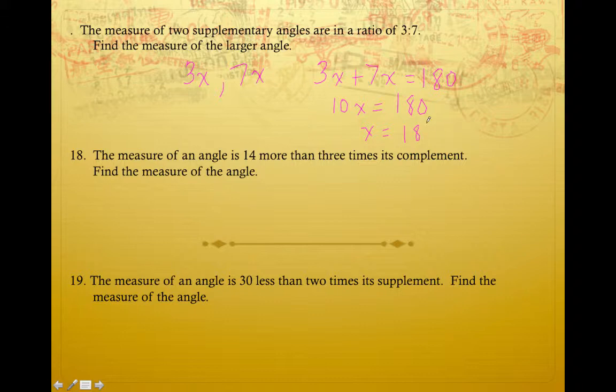X is 18. And normally in algebra you would have stopped, but that's not the question. The question is, what's the larger angle? The larger angle is 7x. So 7 times 18 is 126, I think.